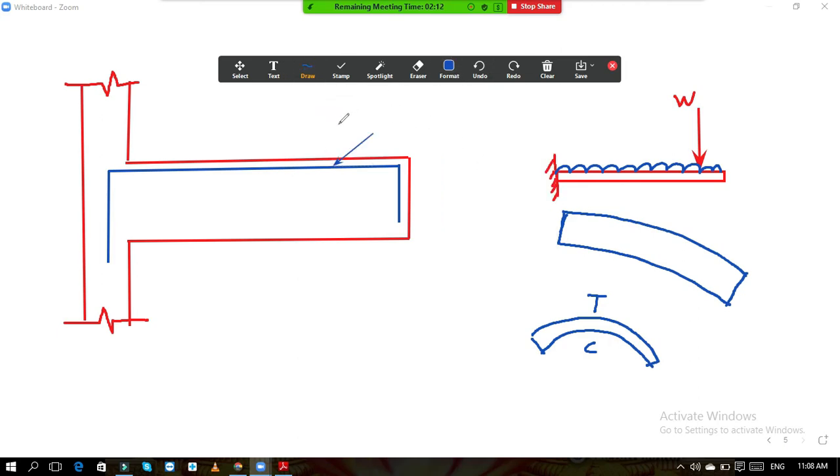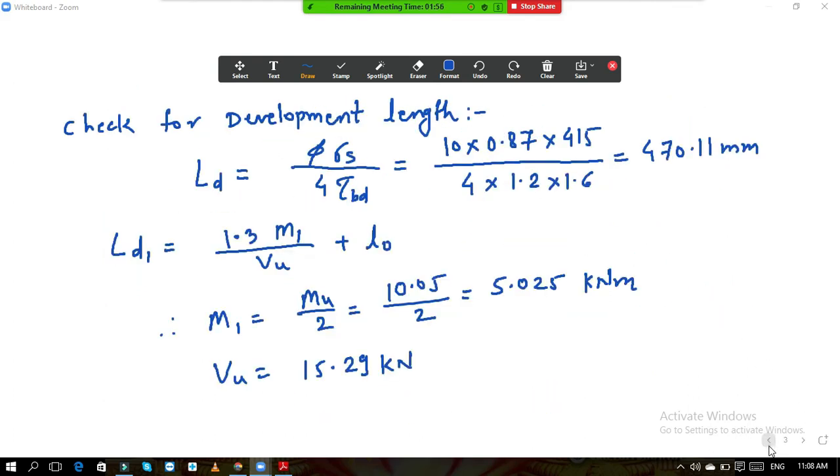These are how many bars, no? Three bars of 10 mm diameter. And what was the spacing? We have calculated the spacing already.